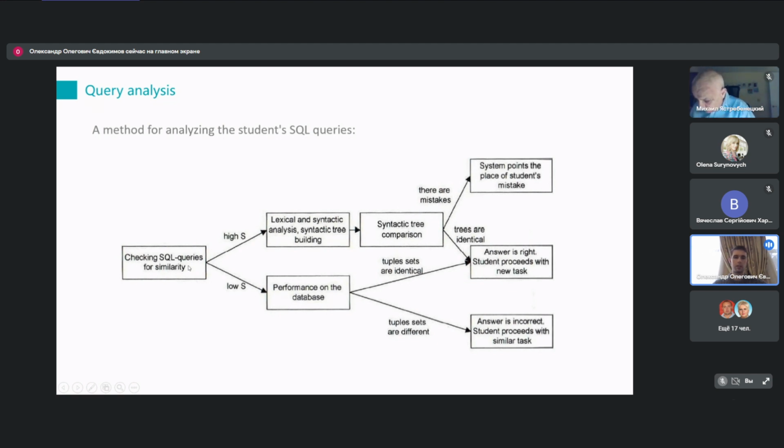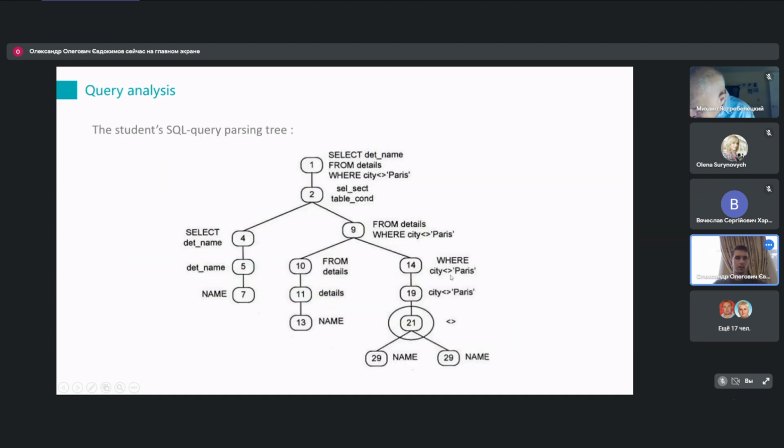If the similarity is low, then it checks performance on the database. If the tuples are different, the answer is incorrect, and the student proceeds with a similar task. If the tuple sets are identical, the answer should be right, and the student proceeds with the next task. It is an example of an SQL parsing tree that is presented here.